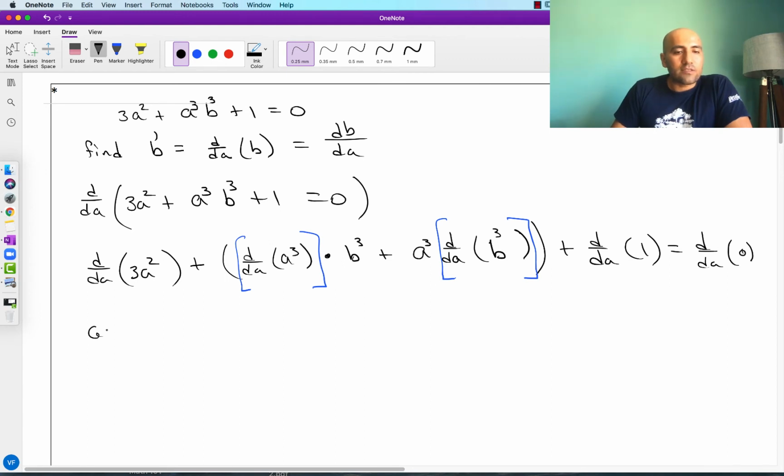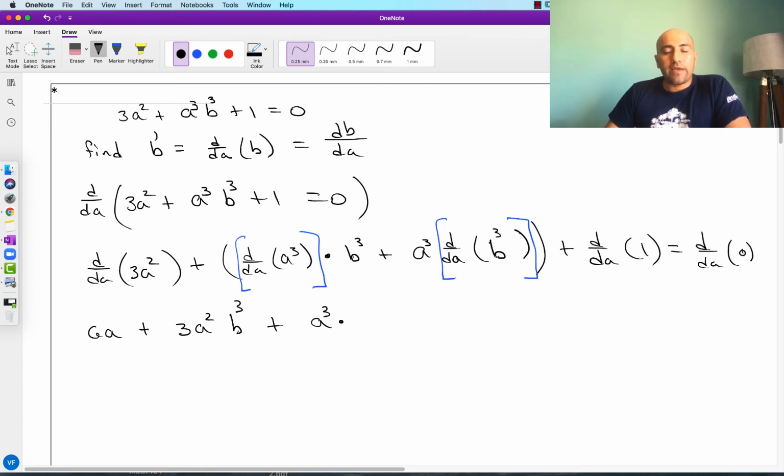So this is equal to 6a to the power of 1, or just 6a, plus, and now again, this matches. Variable of differentiation is a, and this is written in a. So this is going to be equal to 3a squared b cubed, plus, and now we leave the a cubed alone, times, and now here's where they don't match.